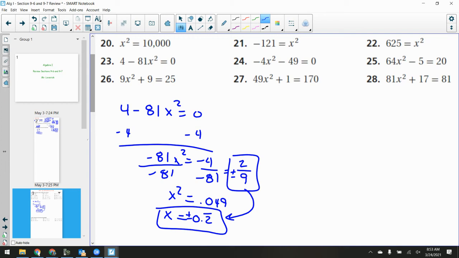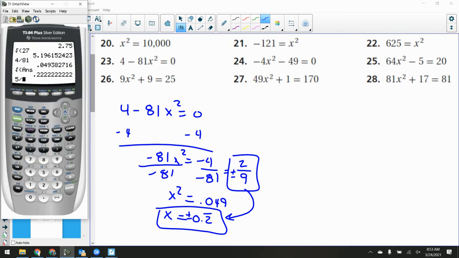Number 25, Serenity. What's that? Plus or minus 5/8. Yeah, plus or minus 5/8. If you had it as a decimal, 0.625. Plus or minus 0.625. Number 26. Plus or minus 4/3. Plus or minus 1 1/3. Plus or minus 1.3. Taylor, what'd you get for 27?